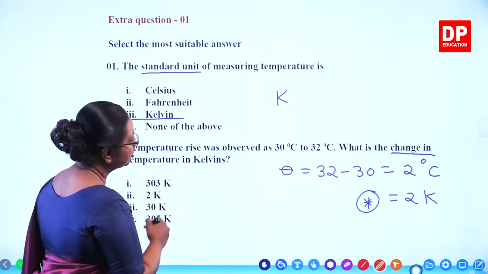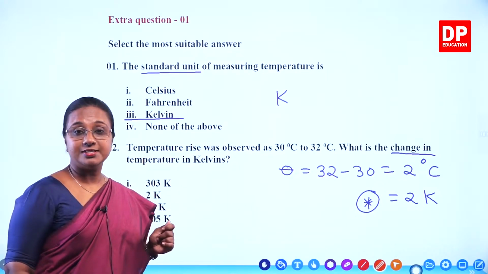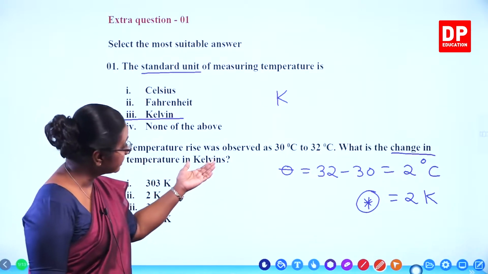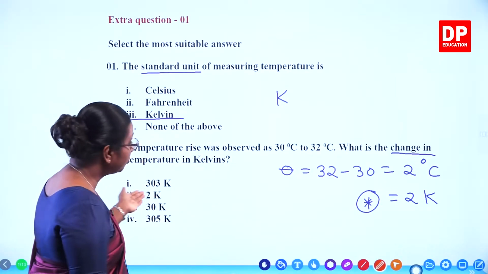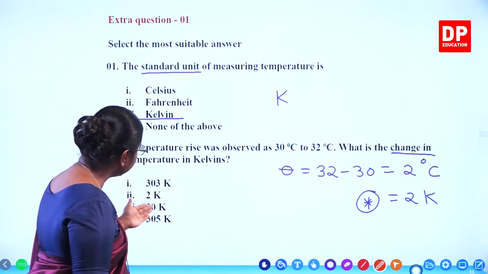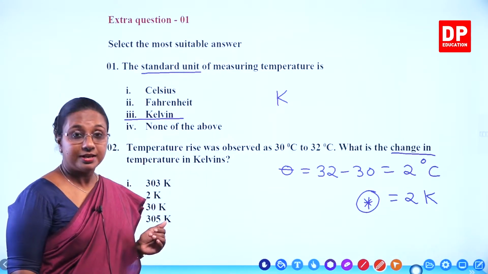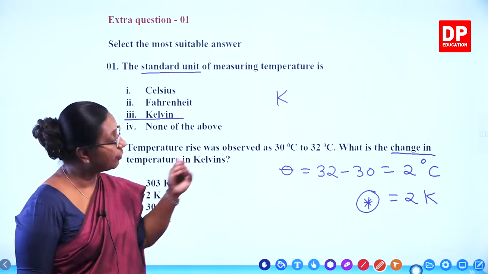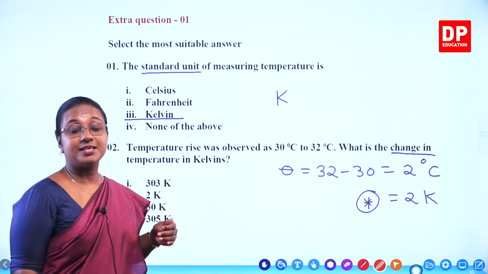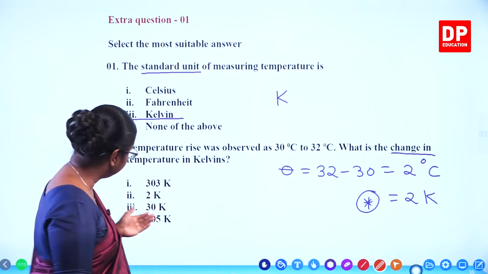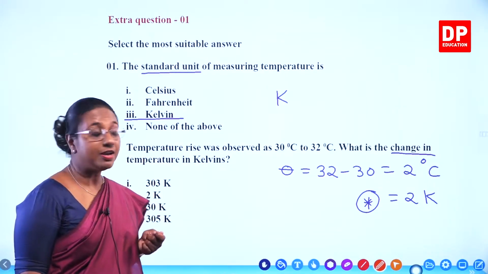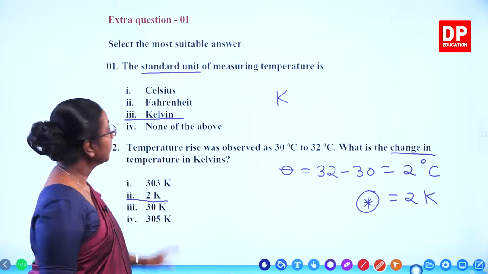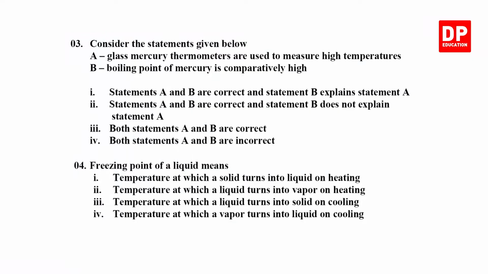303, that is actually equal to 30 degrees Celsius. 30 plus 273, 303. That is the initial temperature. Then 2 Kelvins is the change. 30 Kelvins, here there is no temperature relevant to 30 Kelvins, and 305 is equal to 32 degrees Celsius. 32 plus 273, you get 305 Kelvins. So, the answer is 2 Kelvins. So, with that, I will move on to the next question.